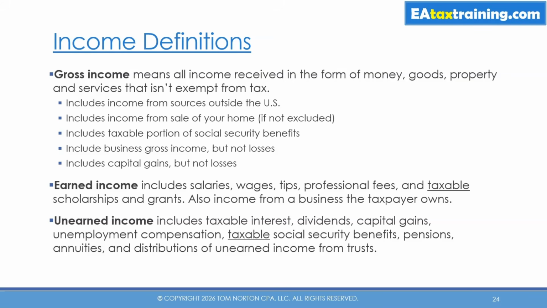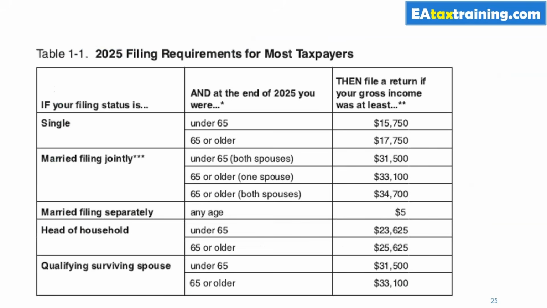So when you have the total of your earned and unearned income, you add those together. That is going to equal your gross income. So remember those terms as we are looking at these various charts. And speaking of charts, here is our first one.